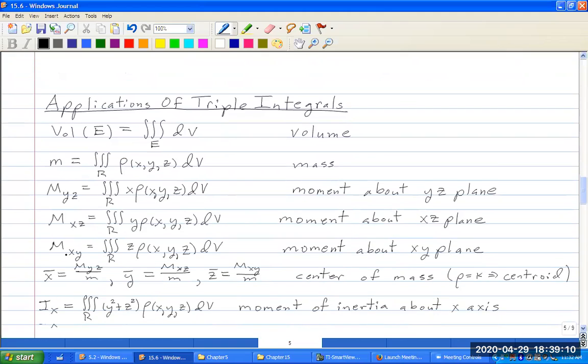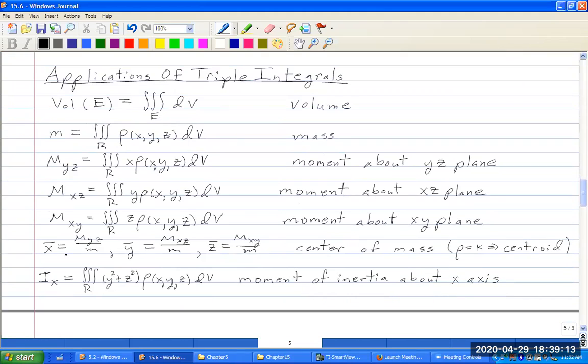Okay, so we have the same applications that we had from two sections ago. The volume of the region E is the triple integral over E of 1. If you have some density that depends on three variables, x, y, and z, to find the mass, having some density rho for some region R will just be the triple integral over R of rho.